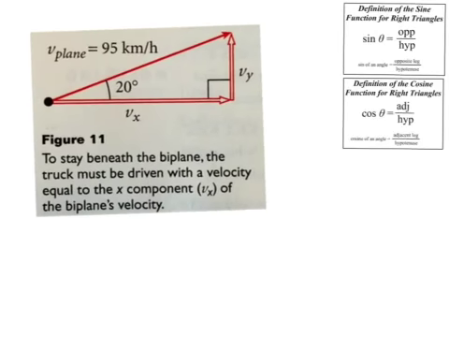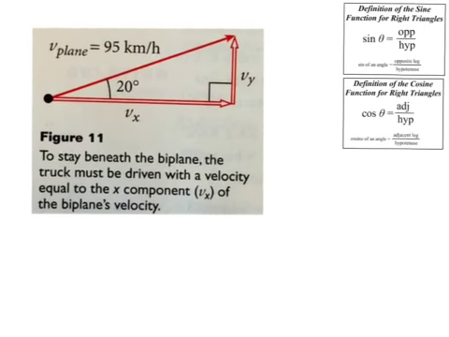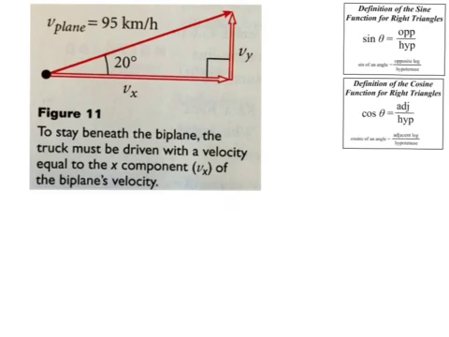Okay? So in order for that truck to stay beneath the plane, the truck has to be driven with a velocity equal to the x component of the biplane's velocity, okay? Which is something less than 95 kilometers an hour. So to figure out what that is, that's where our sine and cosine can come into play here.